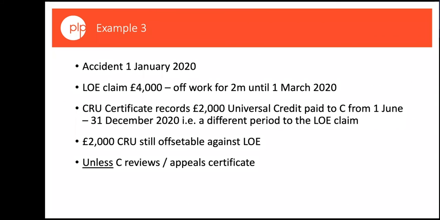The CRU certificate, however, records £2,000 universal credit, which has been paid to the claimant from the 1st of June to the 31st of December 2020. So a different period for the loss of earnings claim. In this scenario, the £2,000 on the CRU certificate is still offsettable against loss of earnings. And unless there's a review or an appeal, that's the situation.